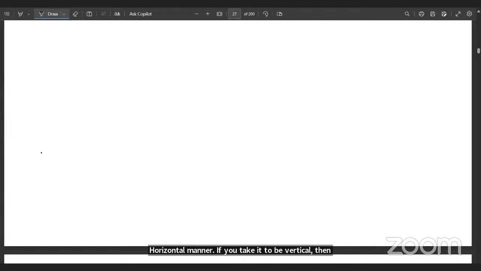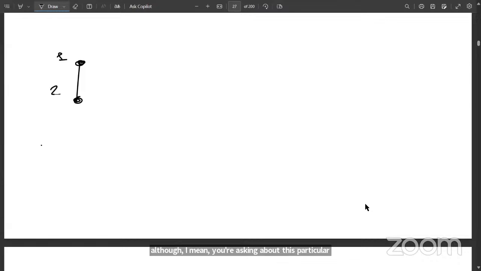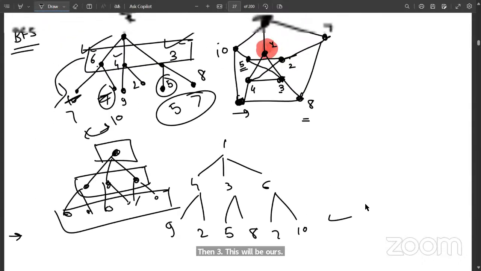I'm not getting your question, although. You are asking about this particular thing. No, there should be a single edge: 1, 2, then 3. This will be our DFS. But there's one more neighbor of 1, like 4, let's say, or 6. So there should be one more edge, right?